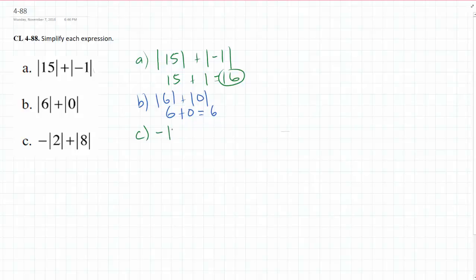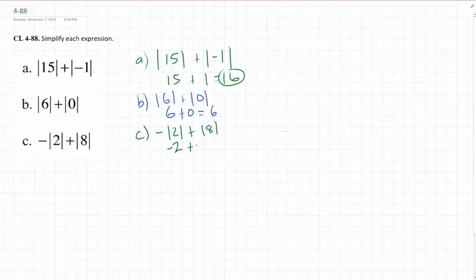C is the negative absolute value of 2 plus the absolute value of 8. So notice, let's read this carefully. This is saying, what is the opposite of the absolute value of 2? The absolute value of 2 is just 2, and the opposite of 2 is going to be -2. Again, this is saying the opposite of the absolute value of 2. So the absolute value of 2 is 2, and the opposite of that is going to be -2.